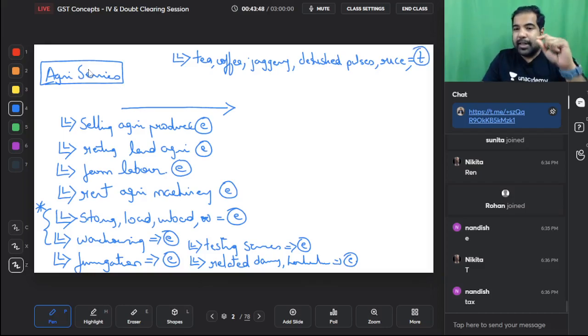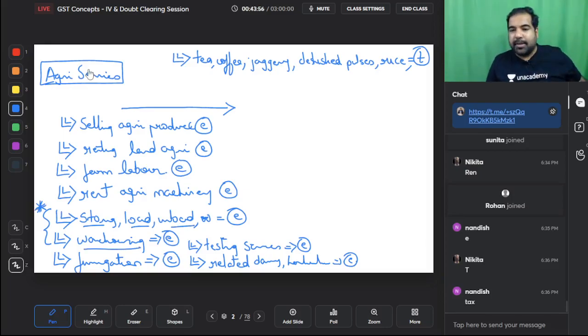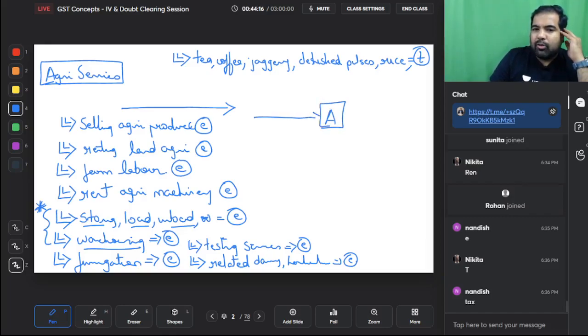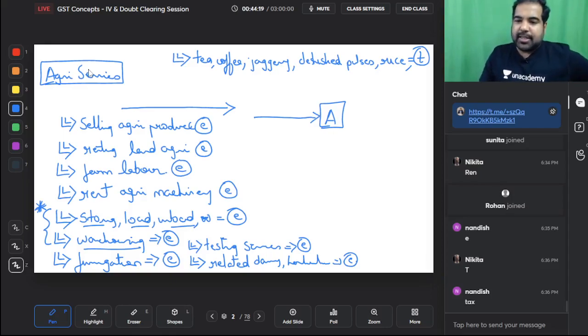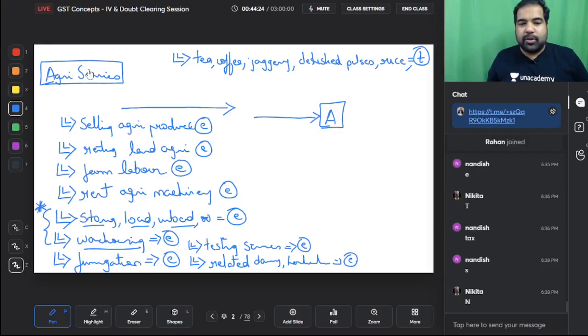Yes, but there is an exception. Storing, loading, unloading and warehousing have been specifically made exempt. So their selling has been made taxable, but their loading, unloading, storing, warehousing has been specifically made exempt. That is very very logical. Agriculturists mostly are exempt, but tell me guys, if a farmer buys an AC, will he have to pay GST? Yes. And will he get credit for it? No, because it is exempt, so he will not get credit.